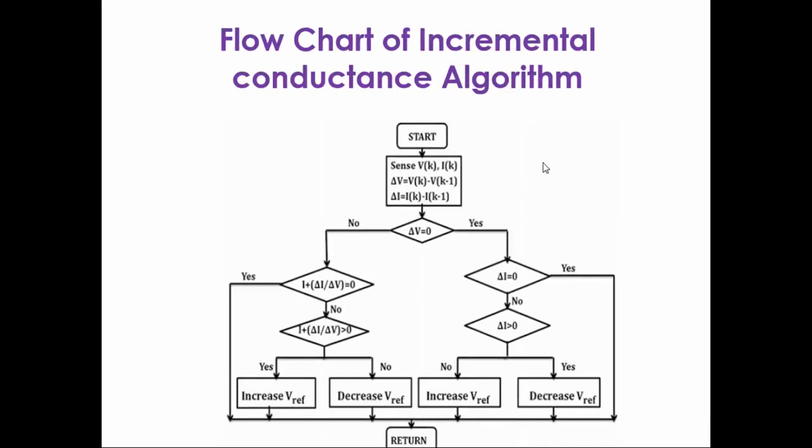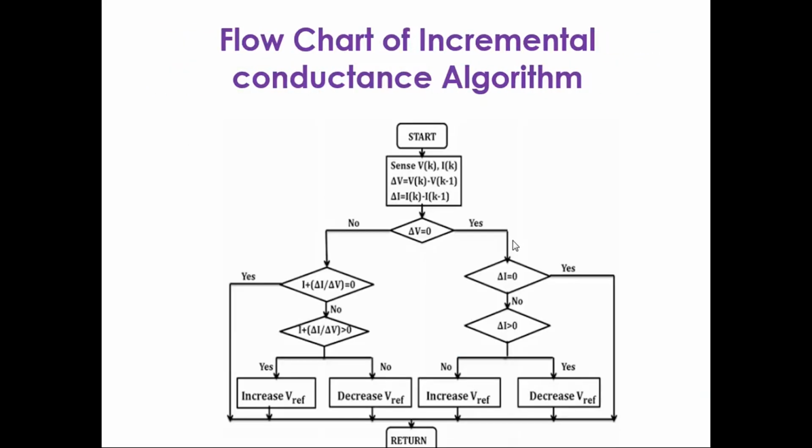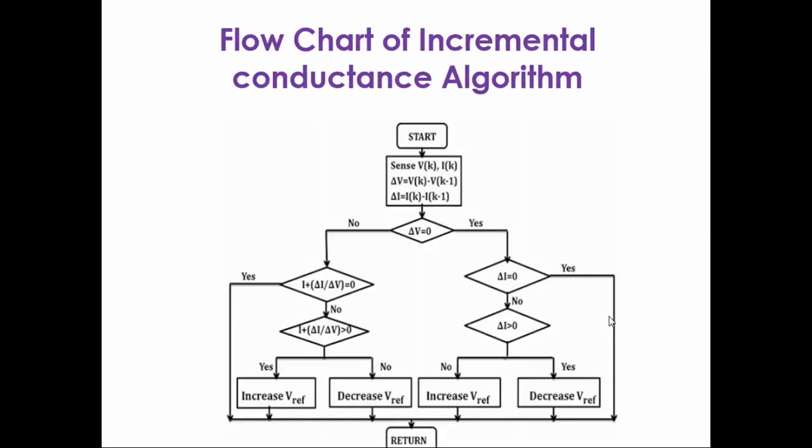So our next concept is the incremental conductance algorithm. In the incremental conductance algorithm, the change in voltage is measured. If you go with the PV curve of the PV module, we consider dP by dV, that is the derivative of power with respect to voltage. If it is equal to 0, then we have reached the MPPT. If it is greater than 0, we are on the left side of the PV curve, not at the MPP point. And if dP by dV is less than 0, it is the right side of the MPP point.